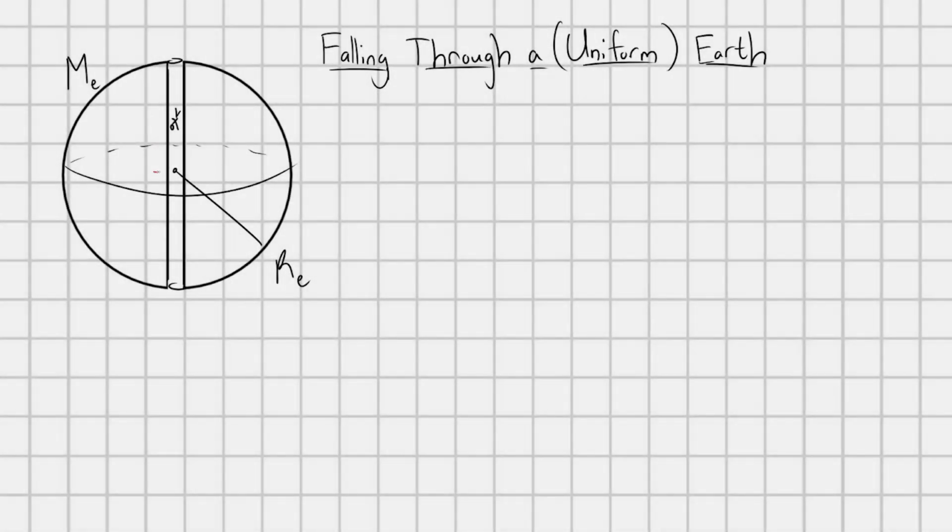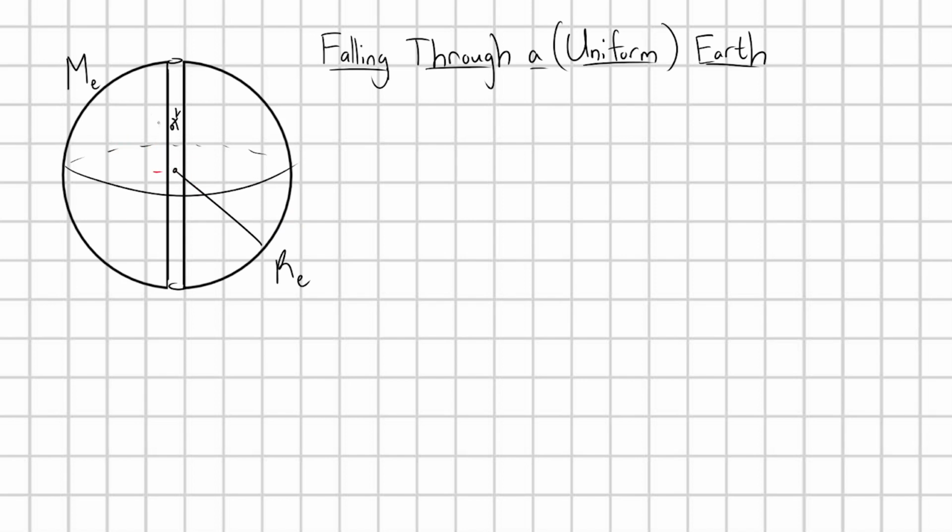Hello there. Suppose someone drilled a hole through the Earth and we're falling through it. For simplicity, we're going to assume that the Earth has a uniform mass density. And our Earth has its mass, I'll call it M_E, and some radius, I'll call R_E.